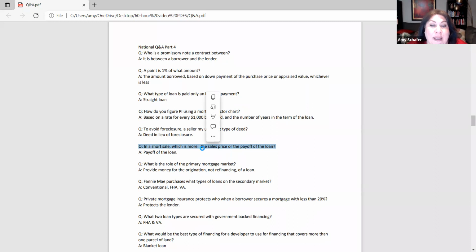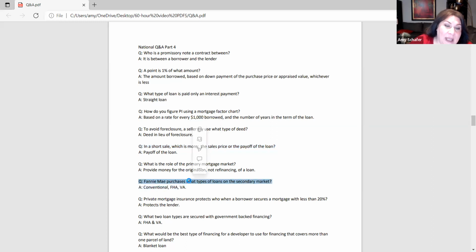The primary mortgage market is the one who originates or creates a loan. It's not refinancing. It's not a home equity line of credit. And then the major player in the secondary mortgage market is Fannie Mae. They buy up a lot of conventional, FHA, and VA loans. The secondary mortgage market's function is to buy blocks, large quantities of these mortgages, from the primary mortgage market. And then that frees up those banks to go out and create new loans. It's the circle of the mortgage life.